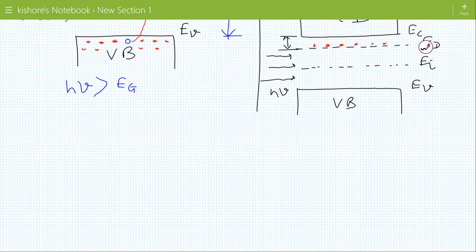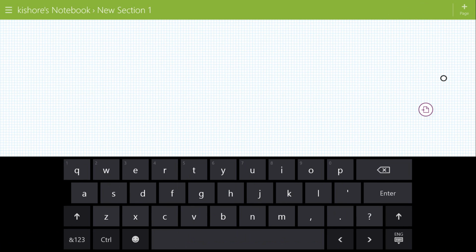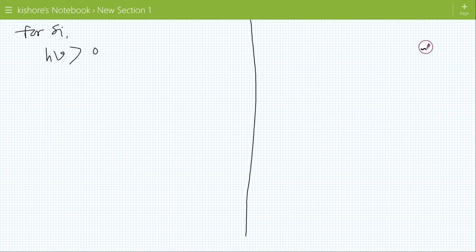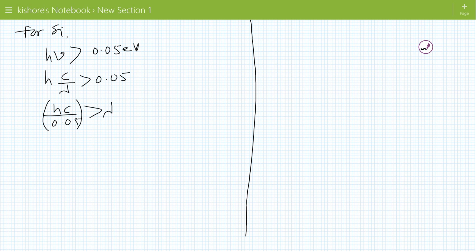Now for silicon, this h nu should be greater than 0.05 electron volts, or hc by lambda should be greater than 0.05 electron volts, or hc by 0.05 should be greater than lambda. So this is the lambda c.